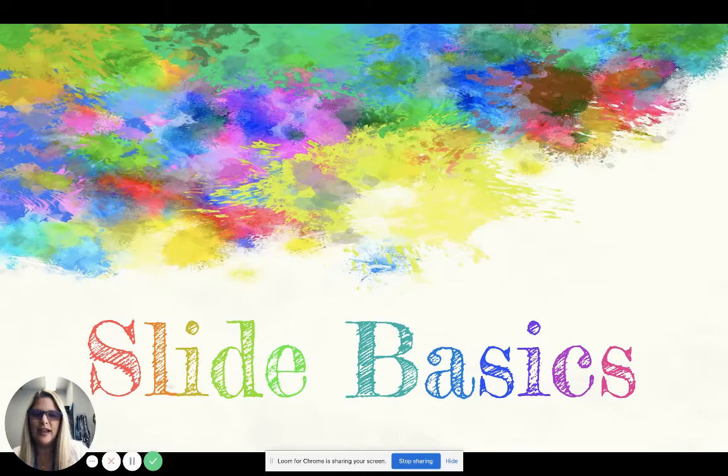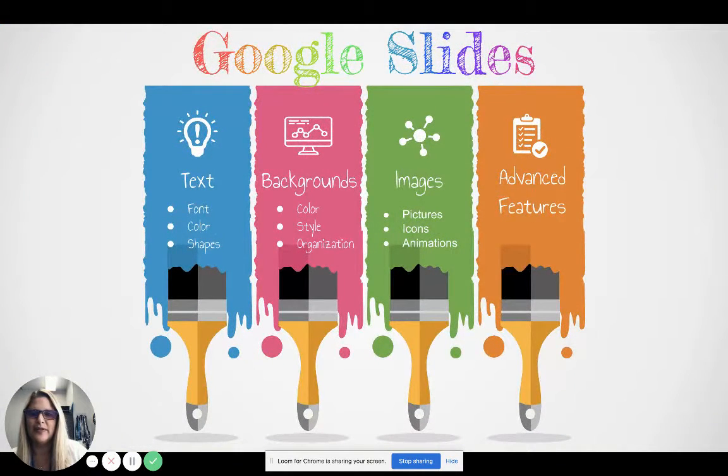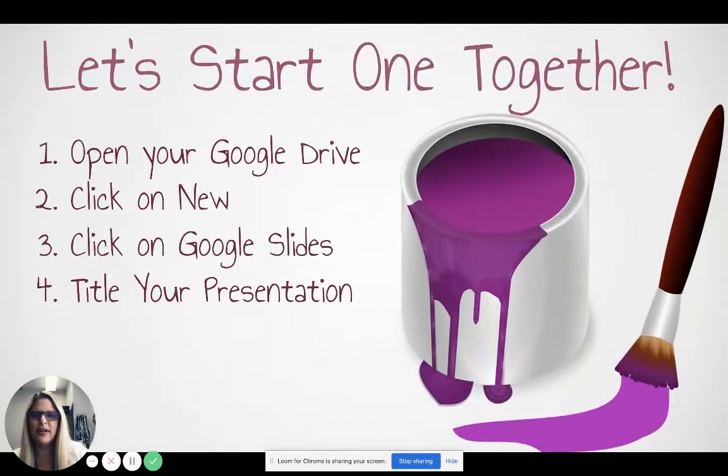So let's get into slide basics. We're really going to be talking about 4 different categories: adding text, adding backgrounds, how to add in images, and then some advanced features like adding in videos and different things along those lines. So let's get started on one.